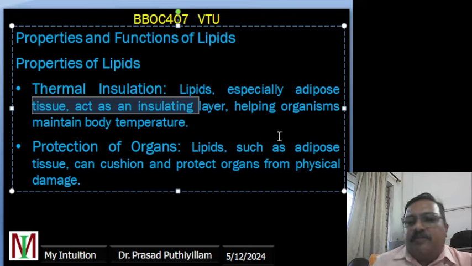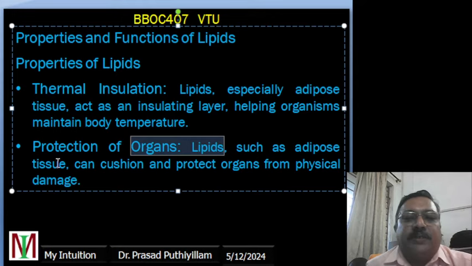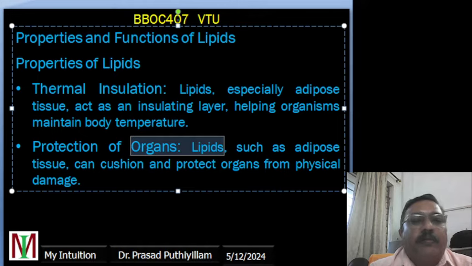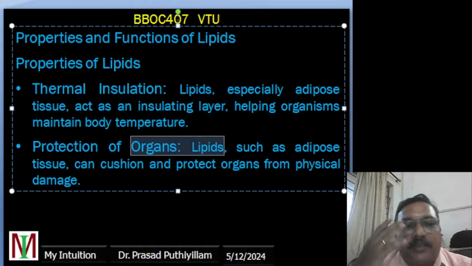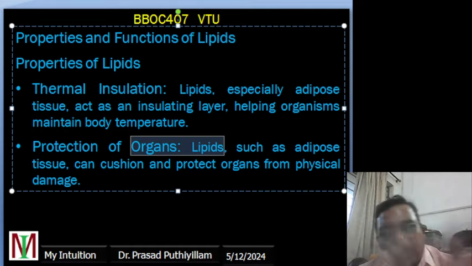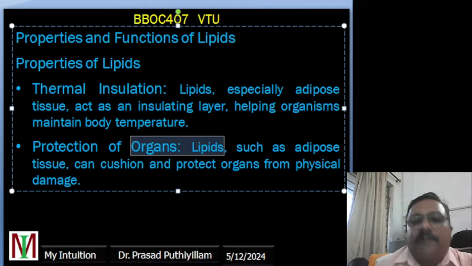Then comes the protection of organs. Lipids such as adipose tissue can cushion. For example, kidneys need to be protected from shock, so they have a special layer of lipids which protects them. Even our eyes have lipid layers around them. Even the heart and our other sensitive organs have a layer of lipids surrounding them to protect them.